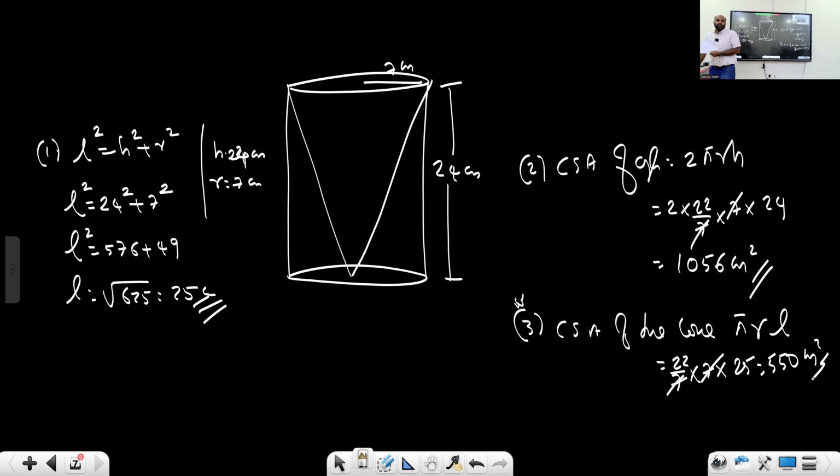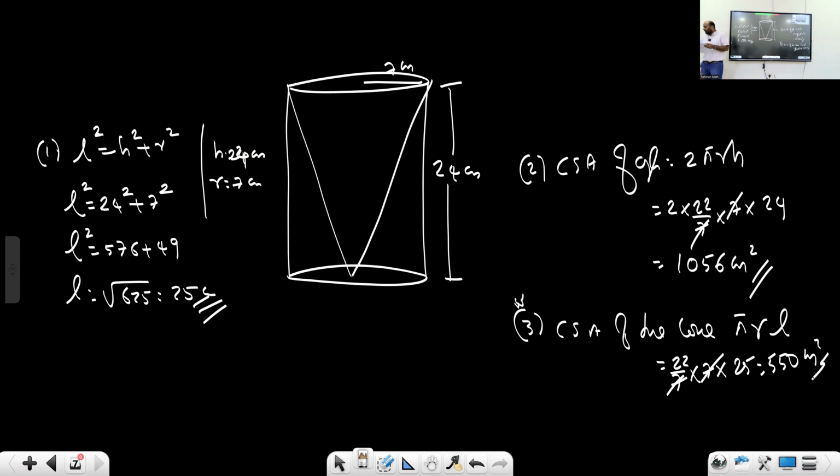What is the OR question? Volume of the conical cavity. What is the volume of the cone? 1 by 3 pi r square h. Volume of the cone is 1 by 3 pi r square h.